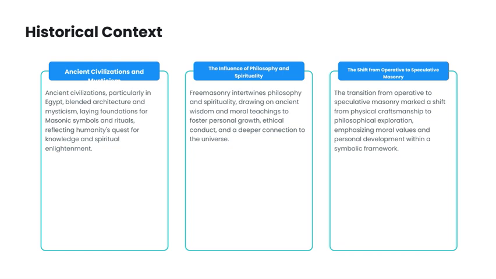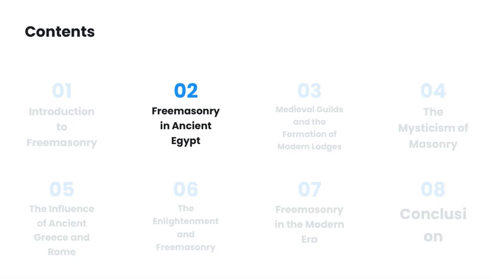Now, let's look at the contents of our presentation. We start with an introduction to Freemasonry, setting the stage for understanding its roots and significance. Moving on, we explore its origins in ancient Egypt, where some of the earliest symbolic and architectural traditions can be traced. Then, we examine how ancient Greece and Rome influenced Freemasonry, especially through their philosophies and civic structures. Next, we delve into medieval guilds, which laid the groundwork for modern Masonic lodges, emphasizing craftsmanship and brotherhood.